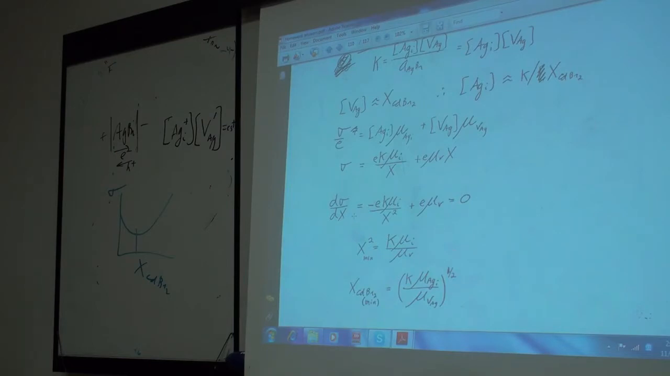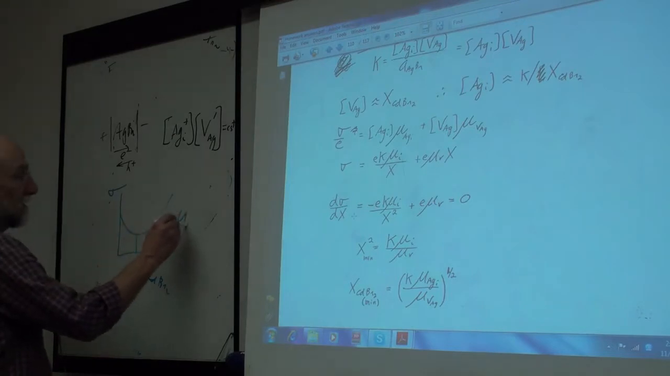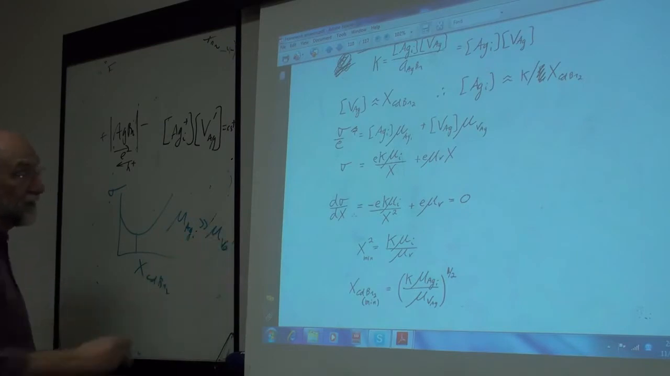That's fine, but what's happening now? Okay, so you can work it out, you just do the mathematics and you find there's a minimum. If you just work it out, you find it really does go this way. But what's happening is the following: the mobility of the silver interstitials is quite a bit larger than the mobility of the vacancies, just because it's harder for these things to push themselves through.